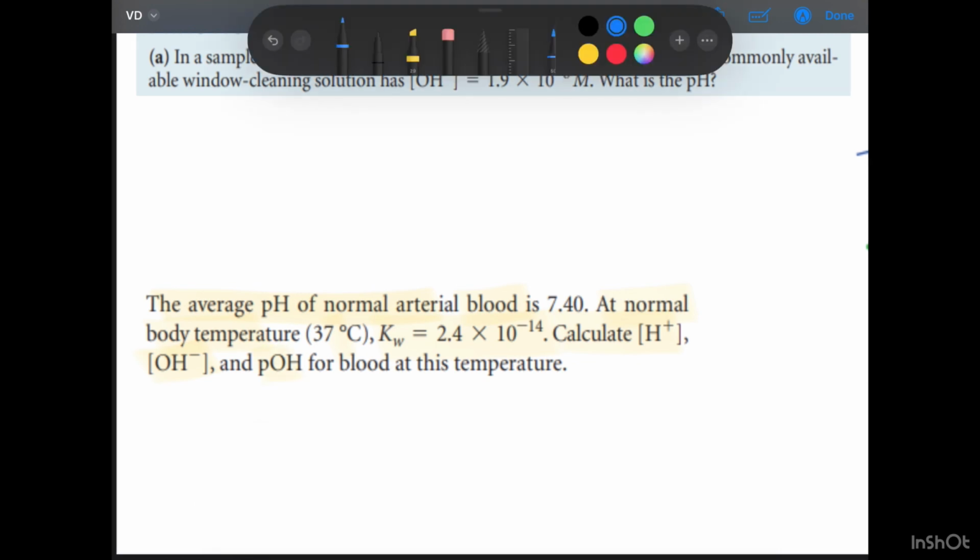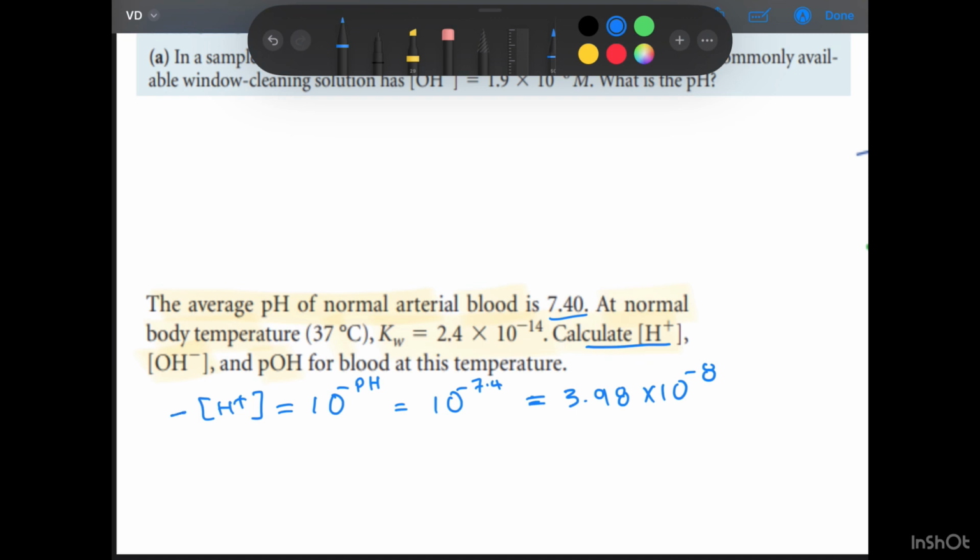I need to calculate the concentration of H positive, which is the same as the concentration of H3O plus, and it equals 10 to the power negative pH. What's the pH mentioned? It's 7.4. If you just raise it to this power in your calculator, you will end up with a number of 3.98 times 10 to the power negative 8. All right, so we calculated the first part.